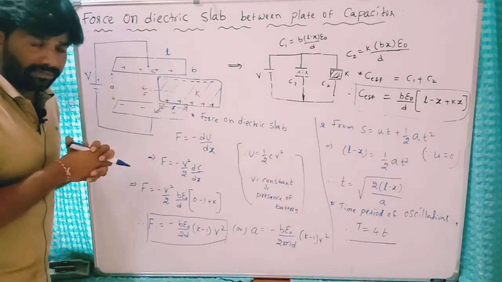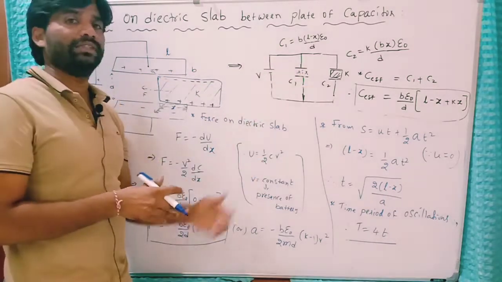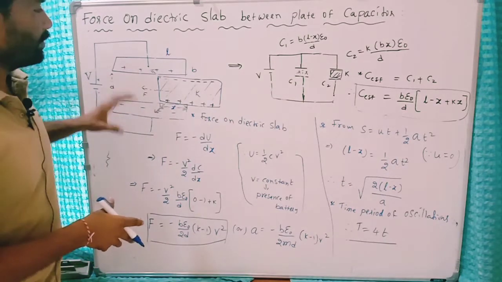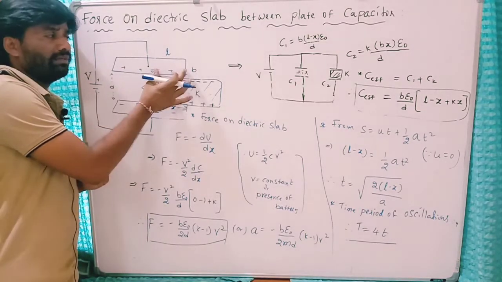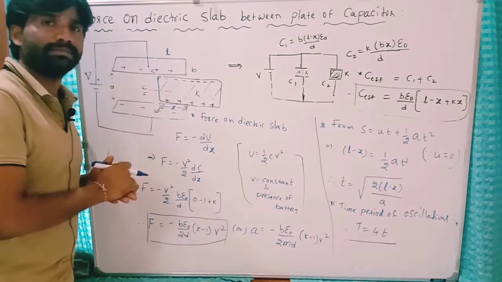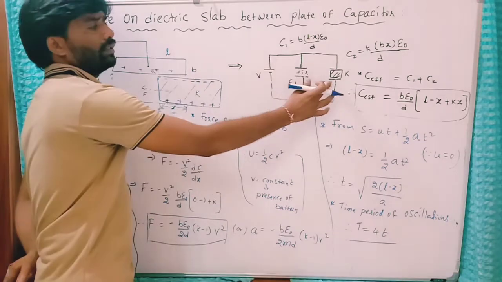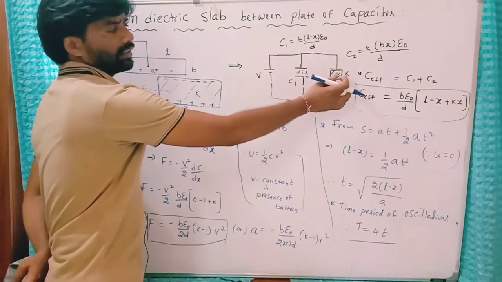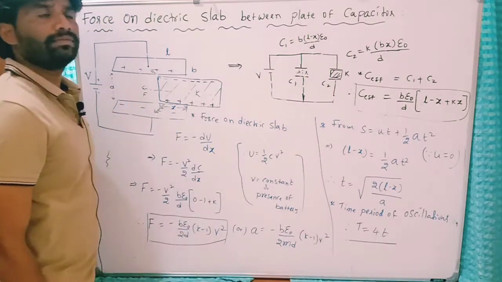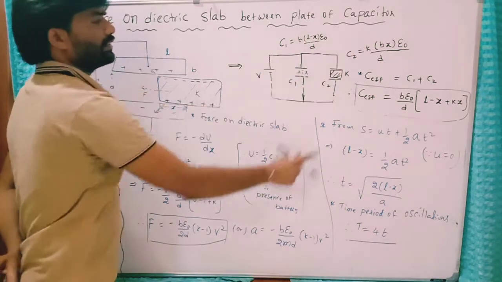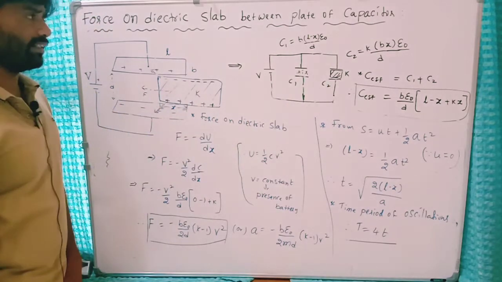To know that force of attraction, I have drawn its equivalent circuit diagram here. You can see this. So here I have divided this capacitor into two parts. A part of this is with air medium and this remaining is with the dielectric slab. You can see here this C1 is with air and this remaining part with a dielectric slab of constant K, and these two are in parallel combination to that battery. So I have written the capacitance of this and this. You can see how to write the capacitances of these two parts of this capacitor.